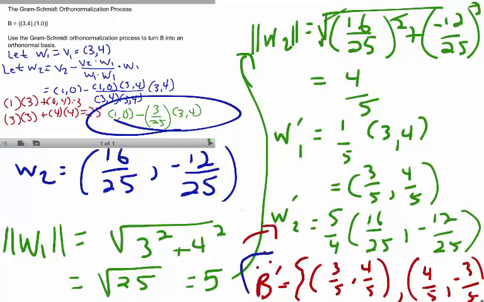This concludes our basic example of how to apply the Gram-Schmidt orthonormalization process.